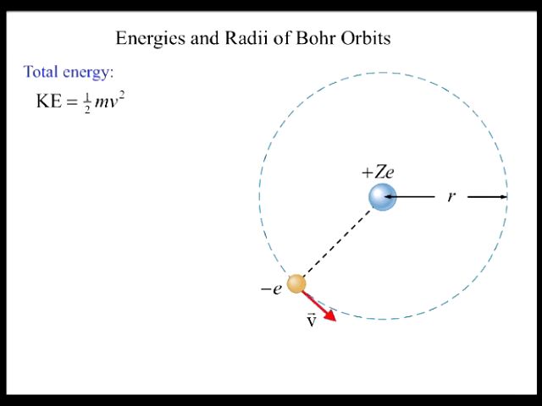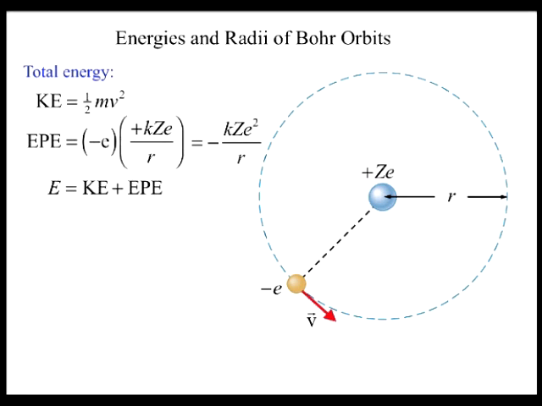nucleus. The electric potential at a distance r from a point charge of positive Ze is given as positive kZe divided by r. The electric potential energy is then negative e times positive kZe divided by r, and the total energy E of the atom is then given by E equals 1/2 mv squared minus kZe squared divided by r.